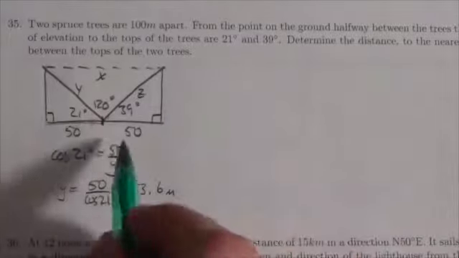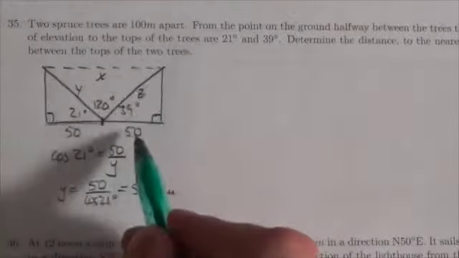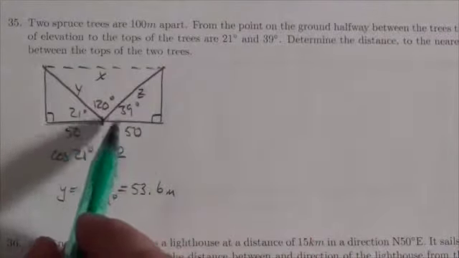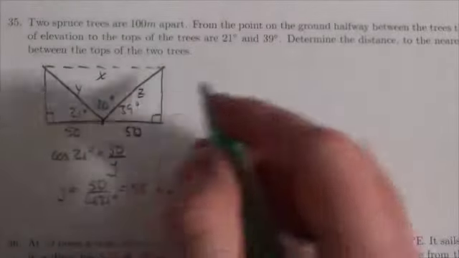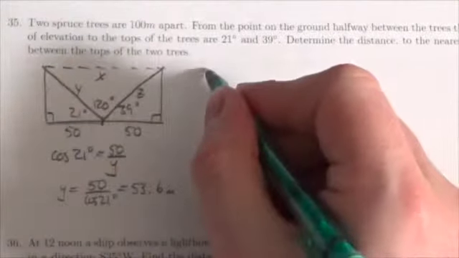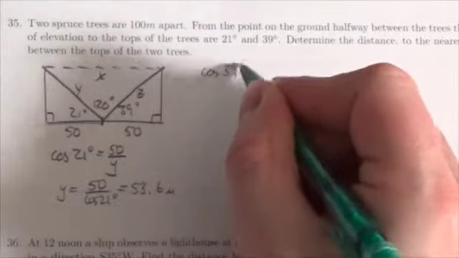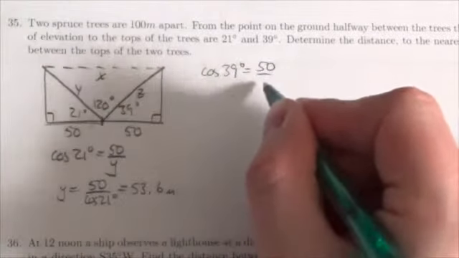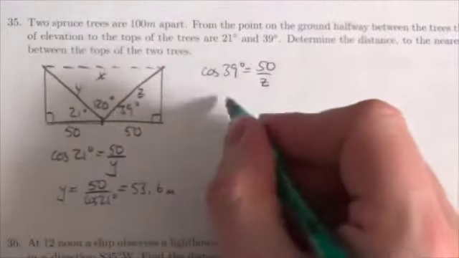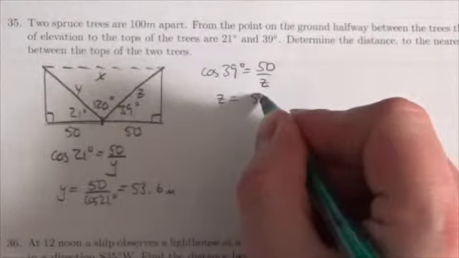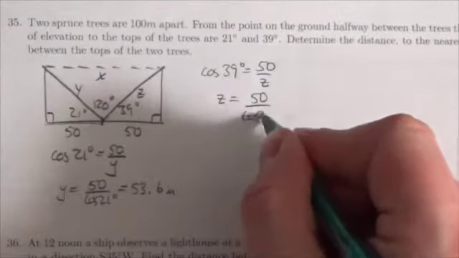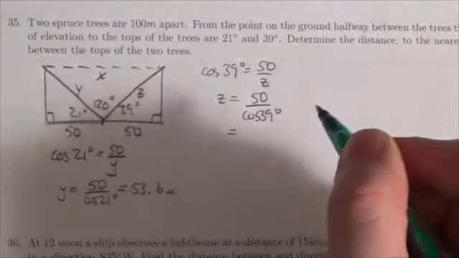Now we take a look at the second triangle, but it's the same thing. It's kind of a mirror image here. So I'm going to use the cosine again, and I'm going to say the cosine of 39 degrees, in this case, will equal 50 over z. And so z will equal 50 over the cosine of 39 degrees.